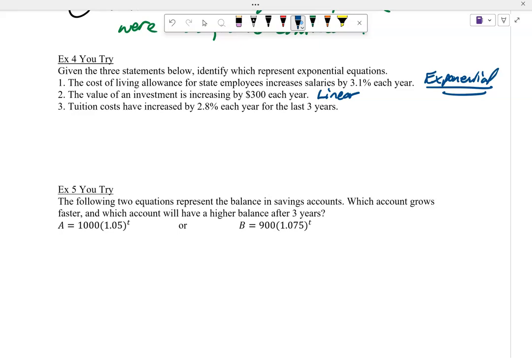Tuition costs have increased by 2.8% each year for the last 3 years. Again, a percent, so you're going to say what? Exponential. Those dirty buggers raising the tuition all the time.